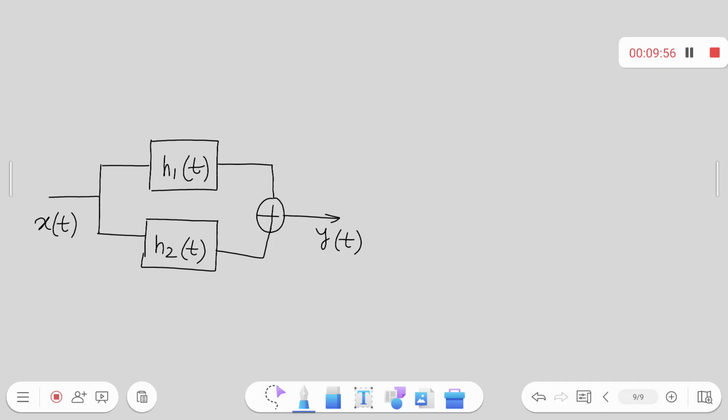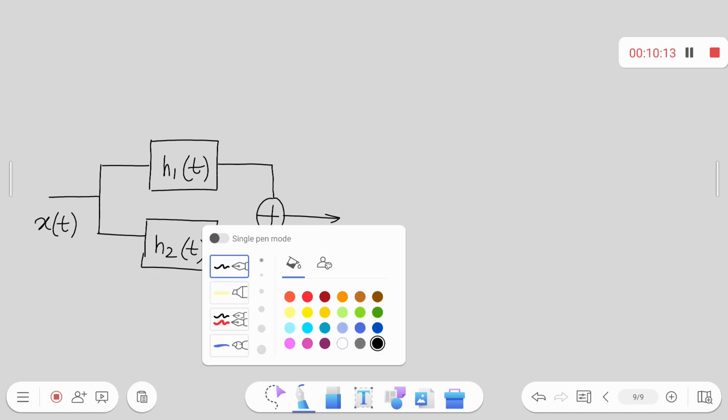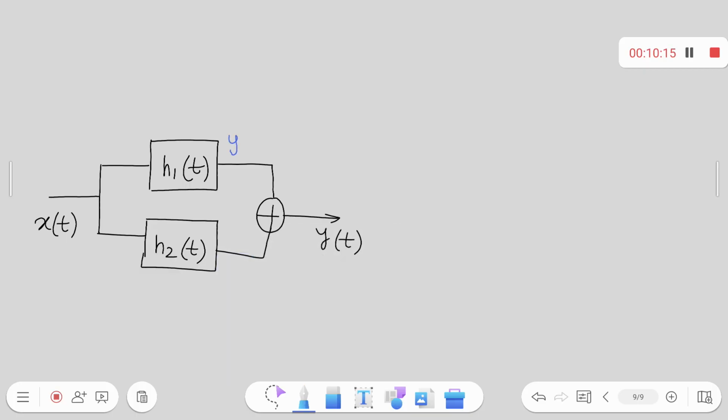Is the block diagram clear? x(t) is the input and you have two different LTI systems, characterized by the corresponding impulse responses h1(t) and h2(t), and accordingly the outputs are obtained. Let me call this output y1(t) and this output y2(t). The final output can be a summation or a subtraction, plus or minus, doesn't matter. y(t) is equal to y1(t) plus y2(t).